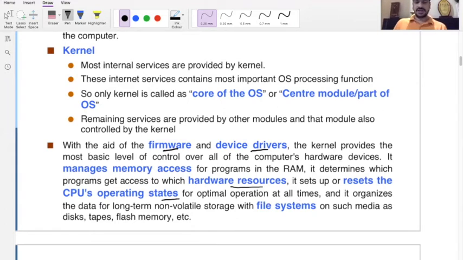It organizes the data for long-term non-volatile storage. It means it manages the data in hard drives, solid state drives, pen drives, flash memory, or tapes, with the help of file systems. We know that every operating system is related to some sort of file system, which decides how we manage directories and files. That is also managed by the kernel.